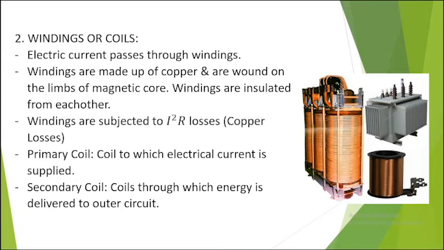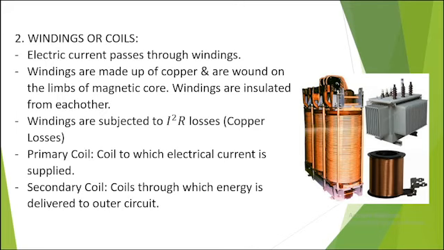Now the second part is windings or coils. Electric current passes through windings. Windings are made up of copper and are wound on the limbs of the magnetic core. Windings are insulated from each other. Windings are subjected to I square R losses or copper losses.